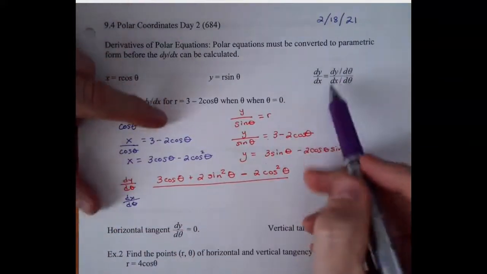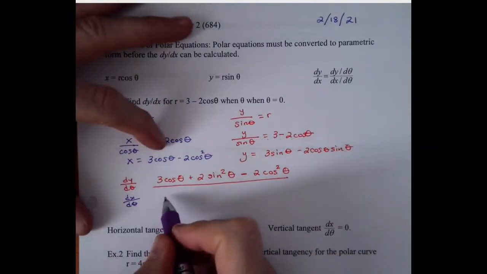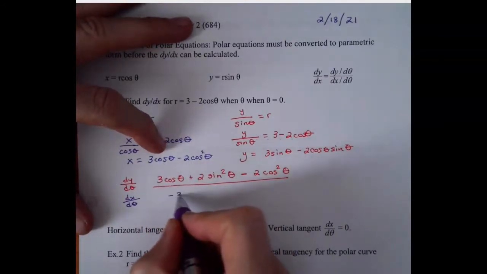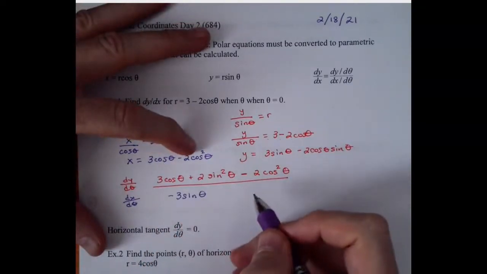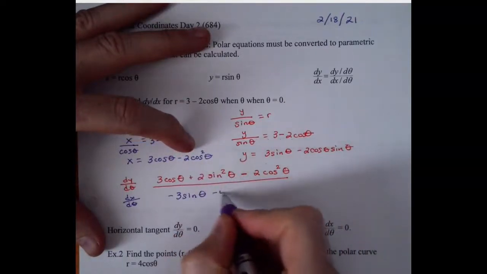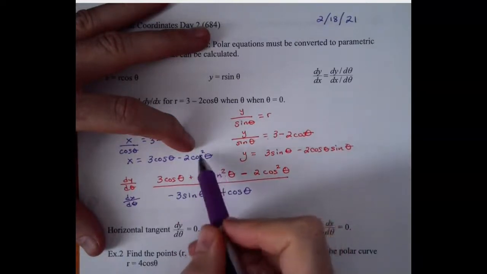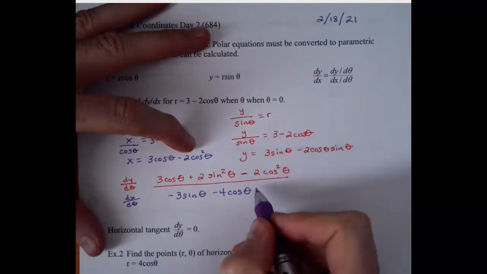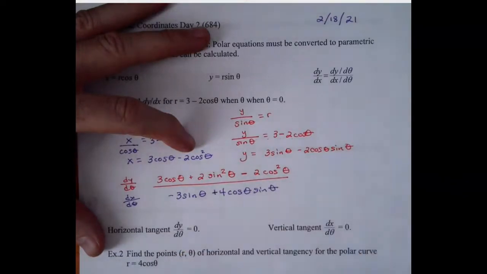And so this is basically the same thing we did in that parametric lesson. So now we're going to take dx d theta. So the derivative of cosine is negative sine, so that's going to be negative 3 sine theta. And then if we move over here and take the derivative of that, we're going to bring that down, so that's going to be negative 4 cosine theta. This is the chain rule, so the outer function is squared, and now we have to multiply by the derivative of the inner function, which is going to be negative sine theta, which will make this positive.